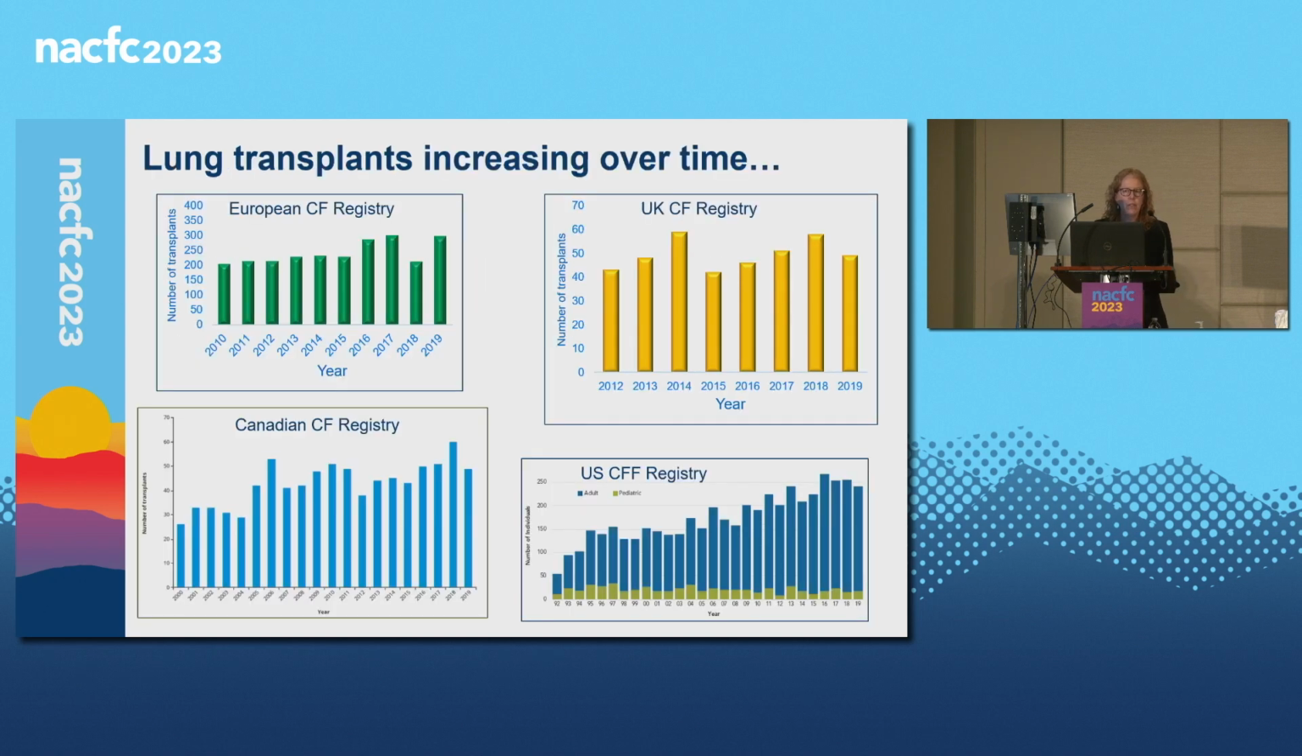These are some graphs from some registries around the world, so the European, UK, Canadian, and USCF registry. And they have number of transplants on the y-axis and time on the x-axis. And you can see that over time, there has been a trend in increasing transplants. And I specifically stopped these graphs in 2019.